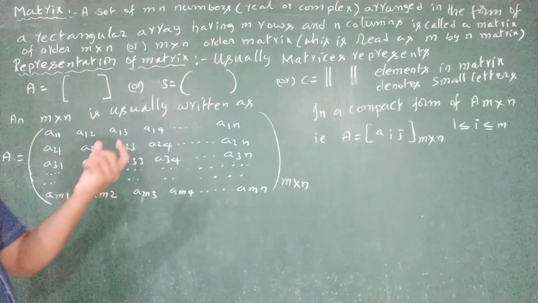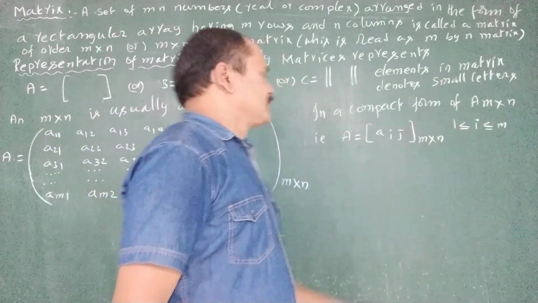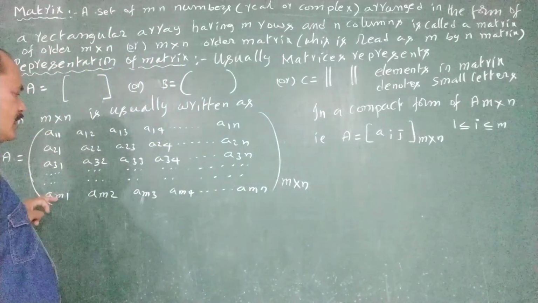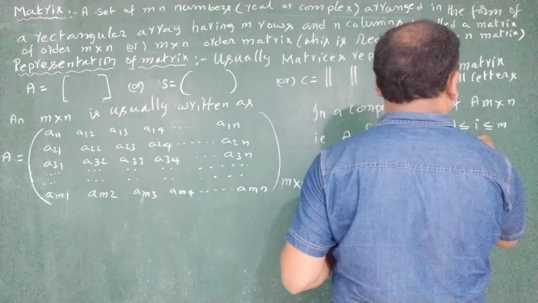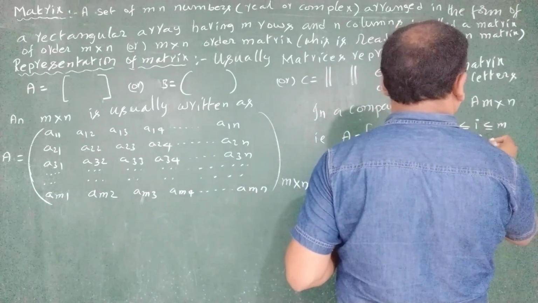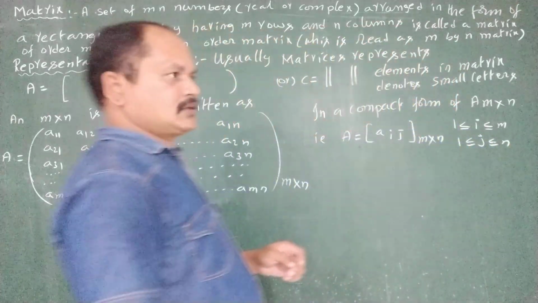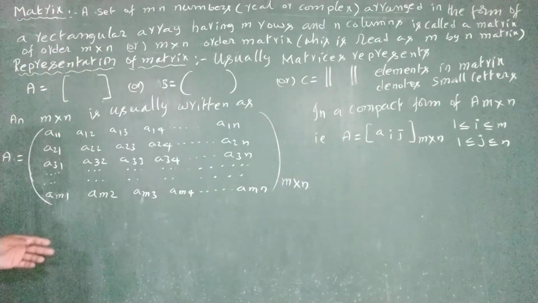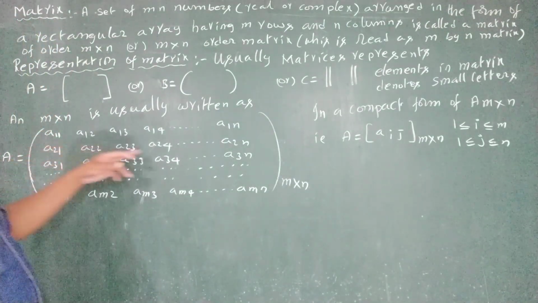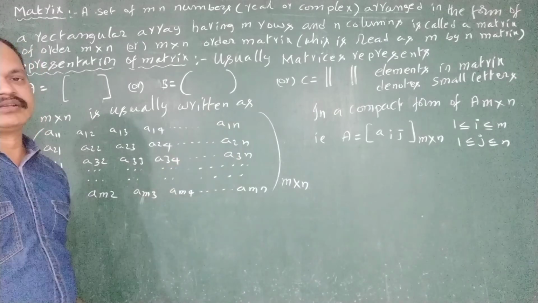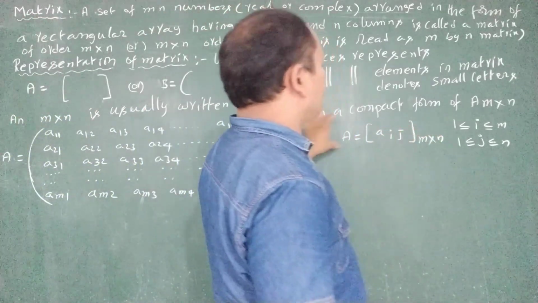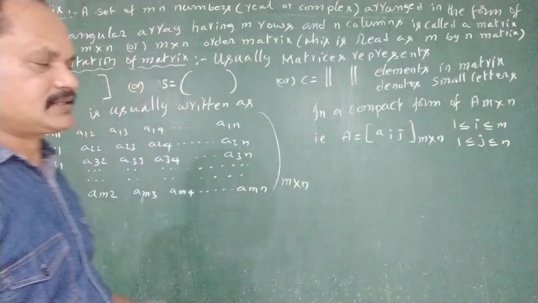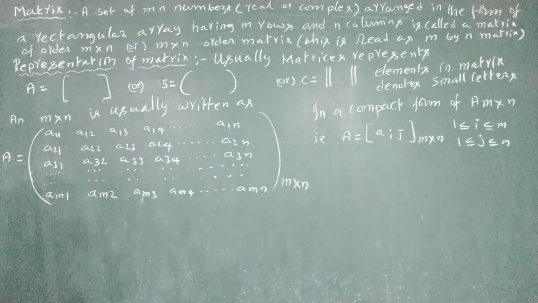That means i lies within the interval 1 to m, here starting at 1 and ending at m, and 1 less than or equal to j less than or equal to n. So here it is starting at 1 and ending at n. That's why there is the compact form of the matrix.